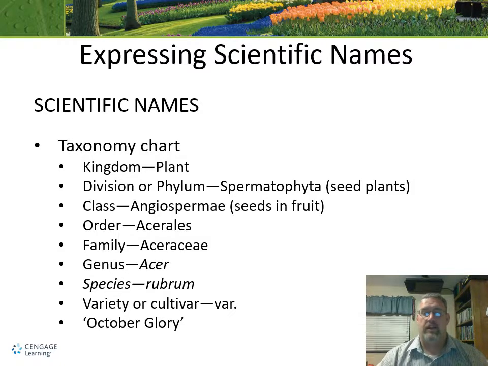And then you have class, and in plants you have two real specific ones. You have the angiosperm or you have the gymnosperm. And then you come into order and family, and then we talk about the genus and then the species. And then you'll notice here how it has a variety or a cultivar, and this specific one is October Glory. So it's probably some orange color because it's talking about October, and it just happens to be what they wanted to call this specific variety or cultivar of this plant.